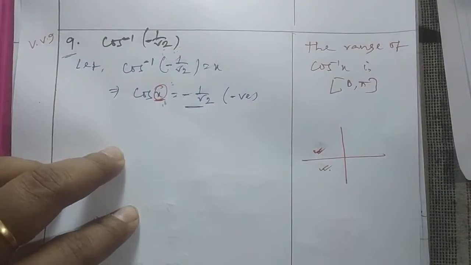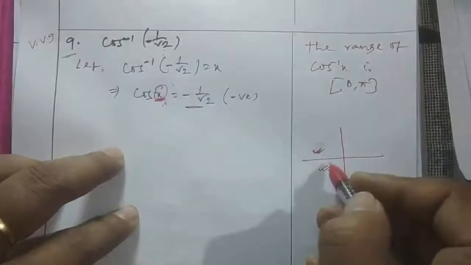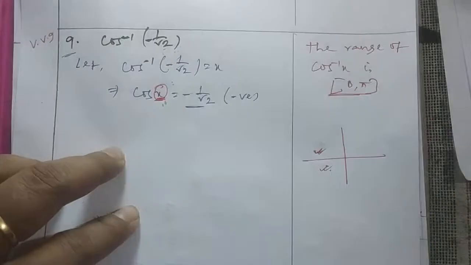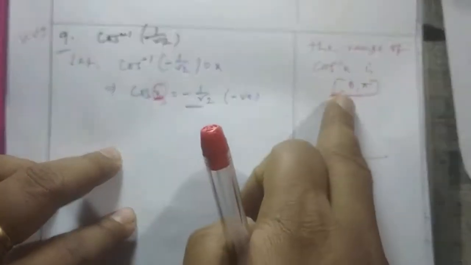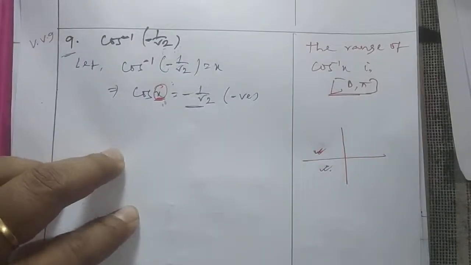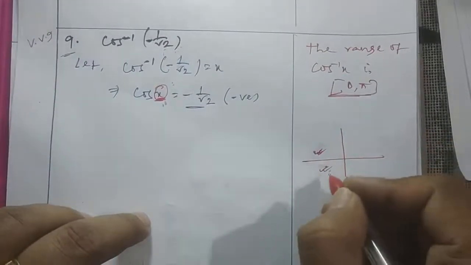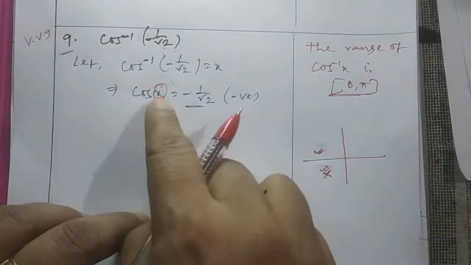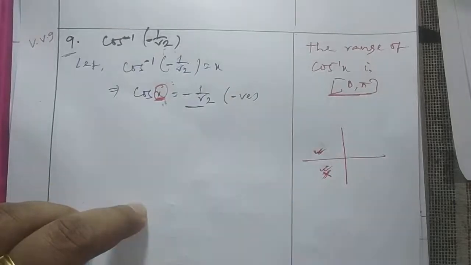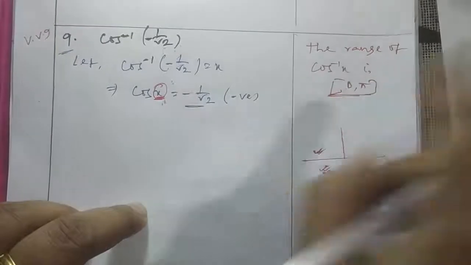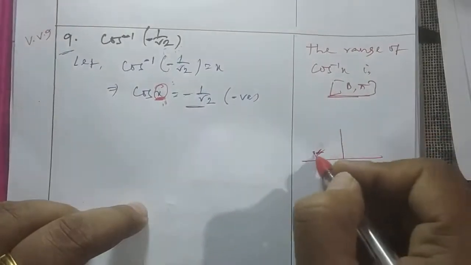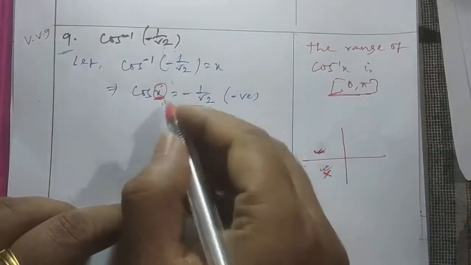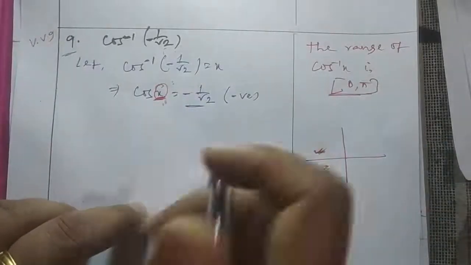But the problem is that if we take the angle in the third quadrant, it will be crossing the range of cos inverse x. That's why we cannot take the angle in the third quadrant. So it is cancelled. So it is clear the angle x will belong to the second quadrant, also lying in the range. So we will go for the second quadrant.